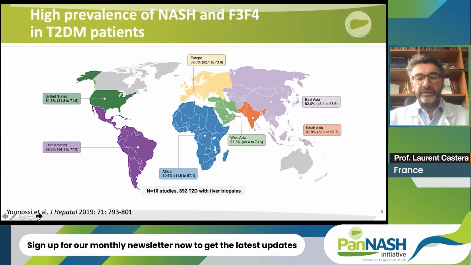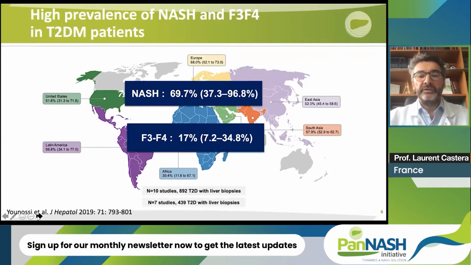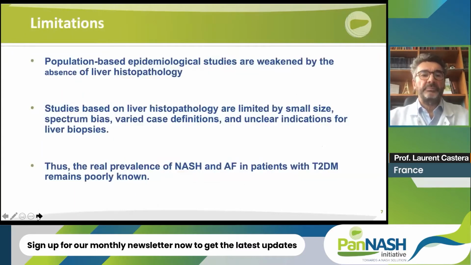Now, if you look at the prevalence of NASH severity and advanced fibrosis, you can see that the number of studies dramatically decreased because of liver biopsy, and still the prevalence of NASH is very high, close to 70%. And the estimated prevalence of advanced fibrosis is 17%, but this is based on 7 studies only, with less than 500 type 2 diabetes patients with liver biopsy. And you see that the confidence interval is very broad. So there are many limitations.